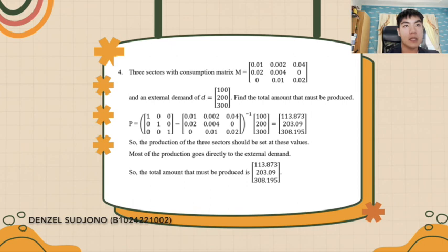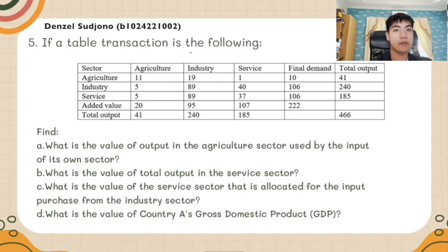And we get the matrix of 113.873, 203.09, 308.195. And so the production of these three sectors should be set at these values. Most of the production goes directly to the external demand. So the total amount that must be produced is 113.873, 203.09, and 308.195.